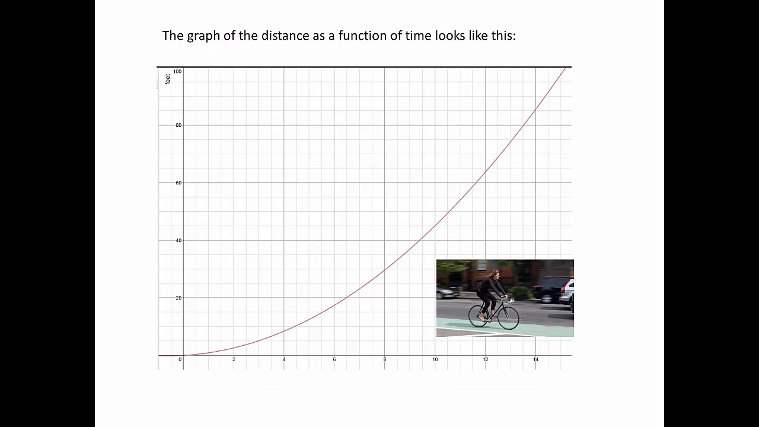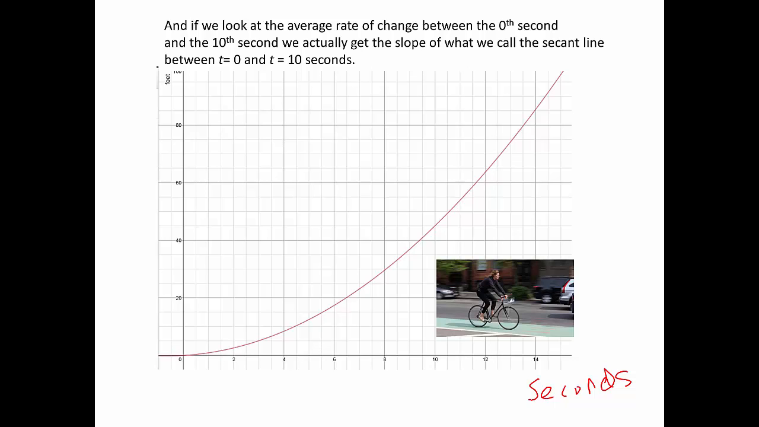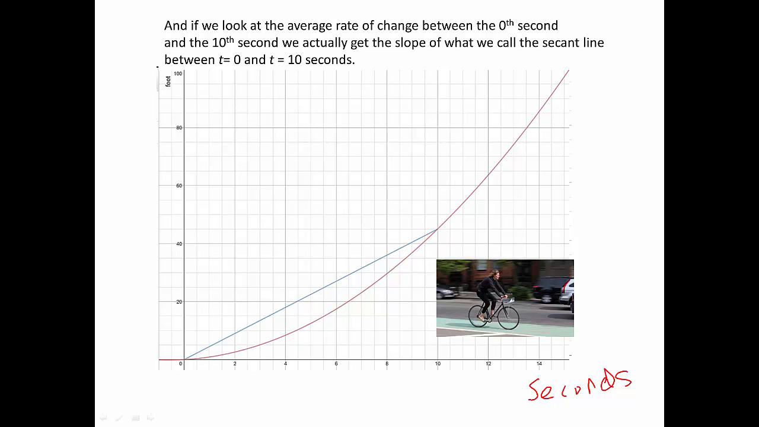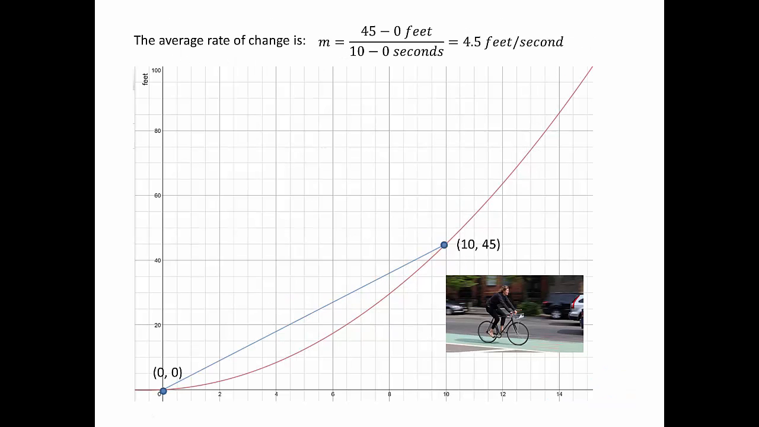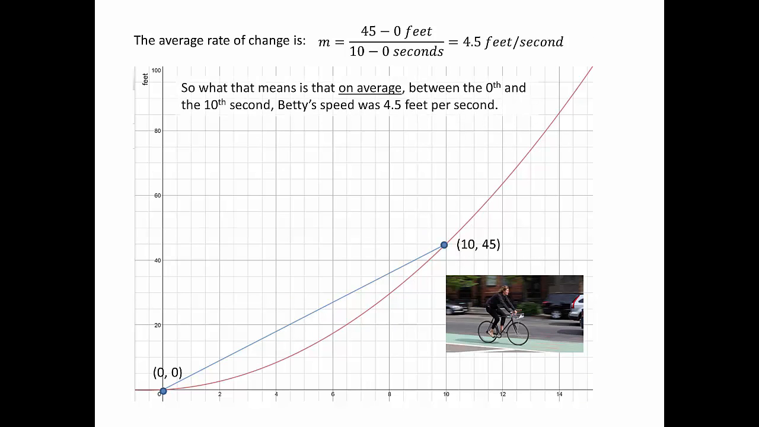So we went ahead and graphed this. The graph of the distance as a function of time looks like this. Realize this is seconds. And if we look at the average rate of change between the 0 second and the 10 second, we'll actually get the slope of what we call the secant line between 0 and 10 seconds. And finding that slope, we actually get 4.5 feet per second. The key thing is realizing that's not how fast she was going at 10 seconds. That's the average speed in the first 10 seconds. So on average, she was going 4.5 feet per second those first 10 seconds.